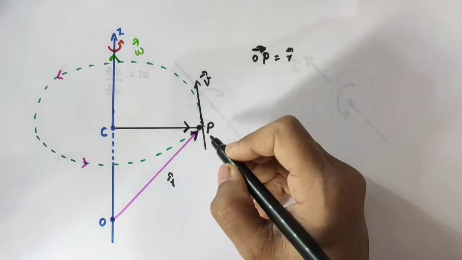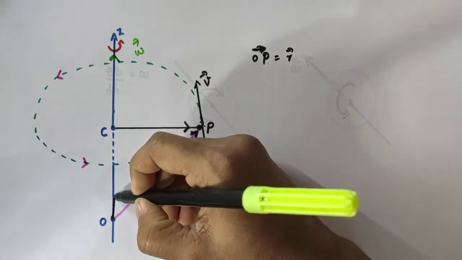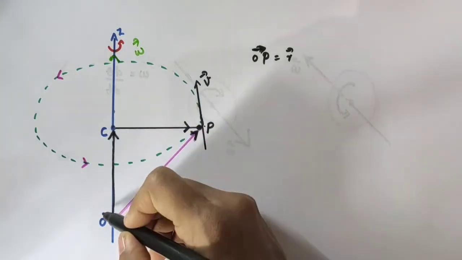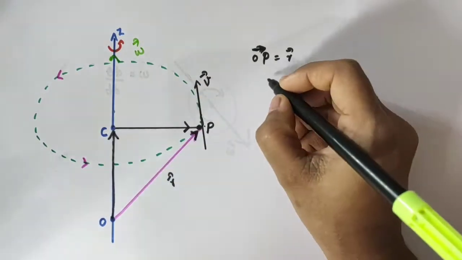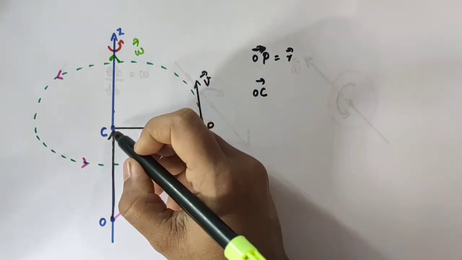Now I am considering another vector, which is vector OC, directed from the origin to this point C.